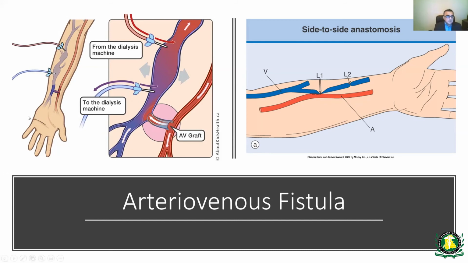Once the fistula is ready, you place a needle on the anastomosis side, close to the anastomosis, which is the arterial side, and the blood goes towards the dialysis machine and goes through the filter and then comes back towards the venous side to go back to the body.